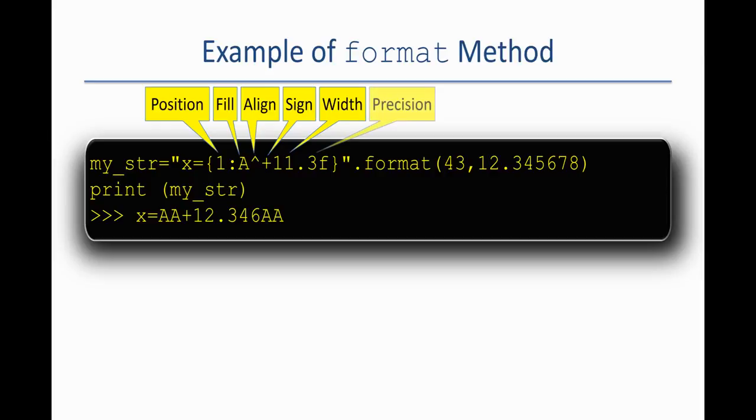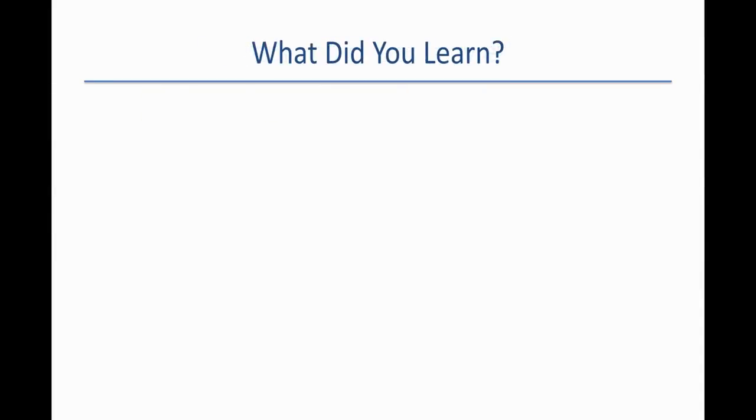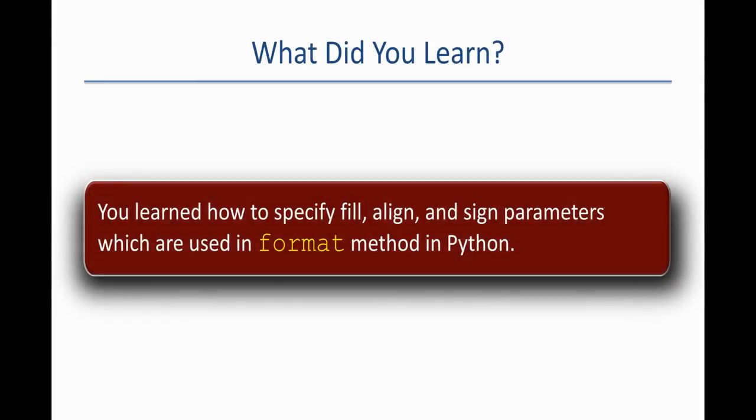The next parameter, which is usually used for floating point numbers, determines the number of digits after the decimal point. Remember that the precision parameter always follows a dot. And the next parameter is the type that you specify. So far, you know about integers, floating point numbers, and strings. What did you learn in this lesson? You learned how to specify fill, align, and sign parameters which are used in format method in Python.